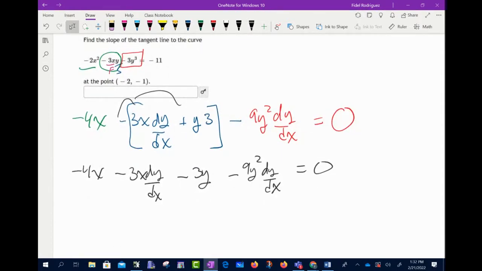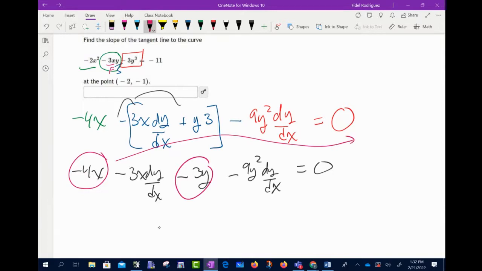Remember what we said. The pieces that do not have the dy dx are going to move across. So the 4x and the 3y are going to cross to the other side. So we'll still be left with negative 3x dy dx minus 9y squared dy dx is equal to, everybody agree, 4x plus 3y? When we cross the equal sign, those signs change, so they become positive. Okay.